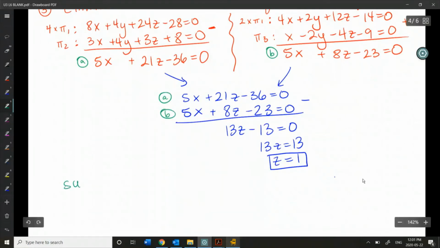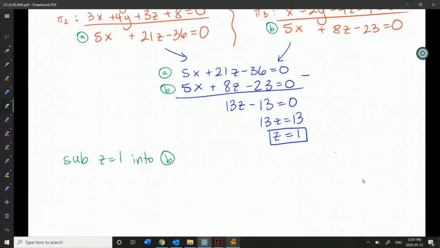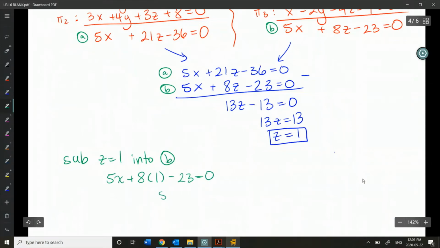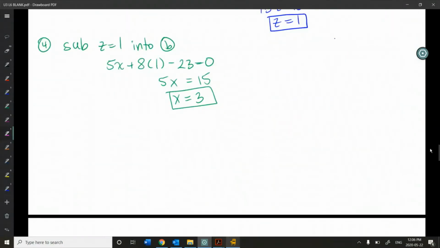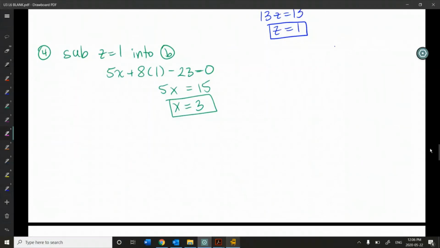So I think I'm going to sub z equals 1 into equation B just because it's a little bit simpler, I guess. Doesn't really matter. You should get the same thing either way. And then you just want to solve for x here. So we're getting positive 3.